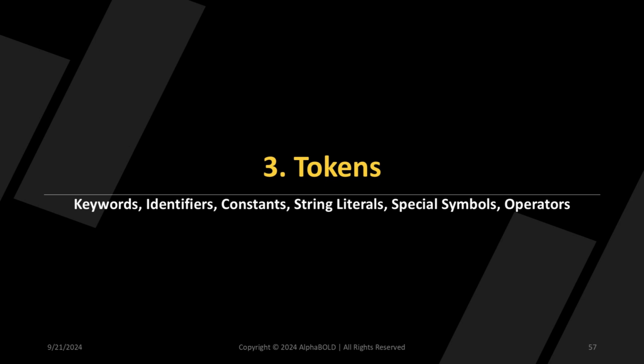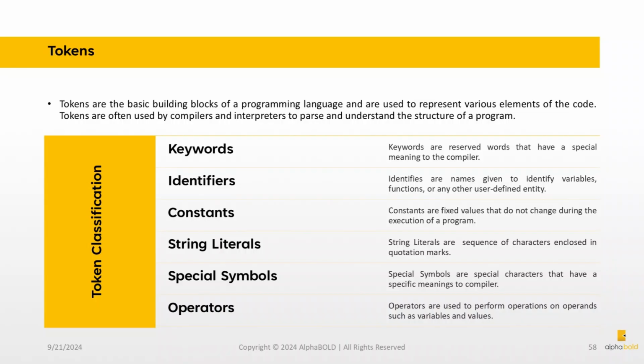Tokens. Tokens are the basic building blocks of a programming language and are used to represent various elements of the code. Tokens are often used by compilers and interpreters to parse and understand the structure of a program.